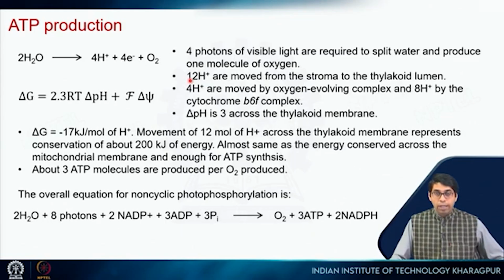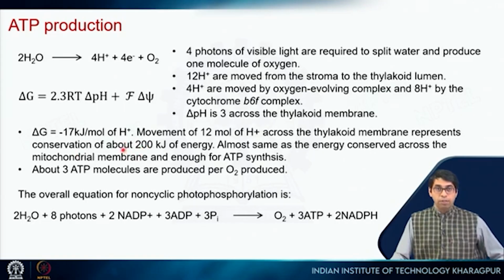So when these protons are transferred, a proton gradient is created. On one end the proton concentration is 3 times more than the other end, right? Which means that the delta pH is 3 across the thylakoid membrane. Now if we plug in this number here, it turns out that delta psi does not contribute much because of the passage of counter ions. So if we plug in this number, we get delta G as -17 kilojoules per mole of protons. So movement of 12 moles of protons across the thylakoid membrane will produce, you just multiply these two, around 200 kilojoules of energy.